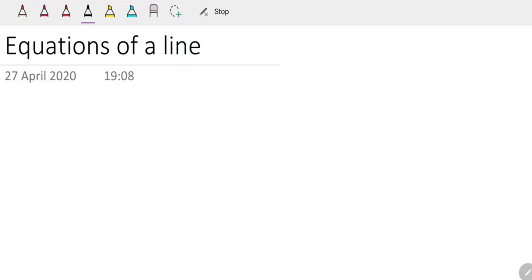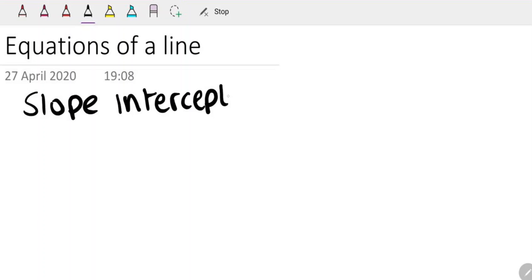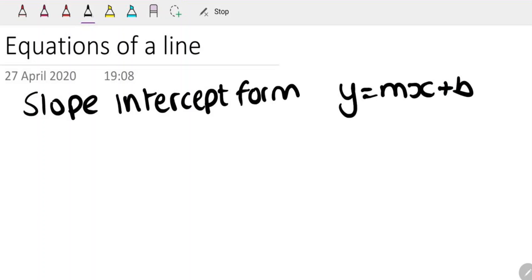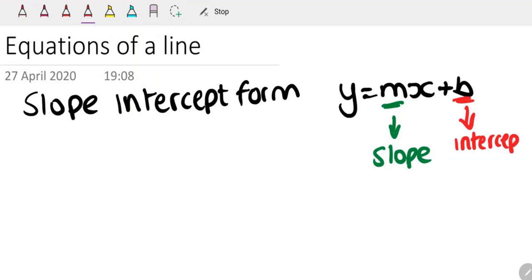The first thing we need to know is that there are two definitions: slope-intercept form. This is the form of y equals mx plus b. So here, m is the slope and b is the intercept with the y-axis. So that's where it cuts through the graph on the y-axis.